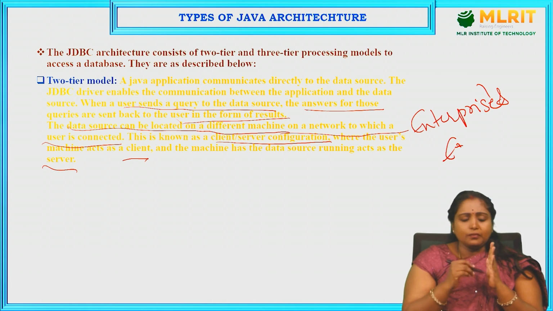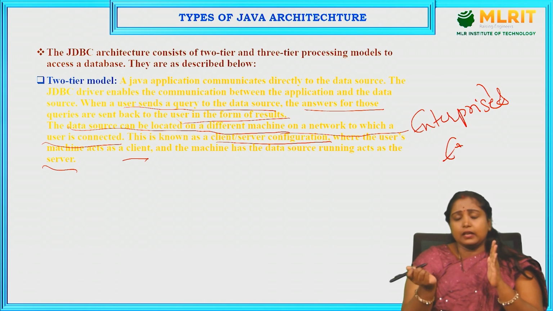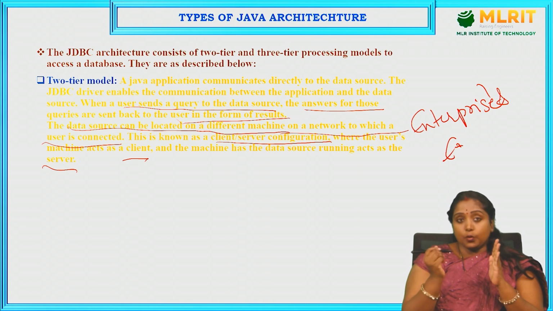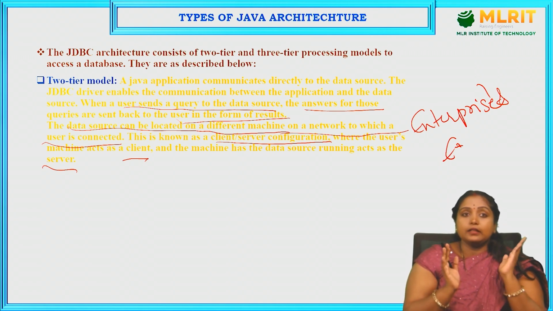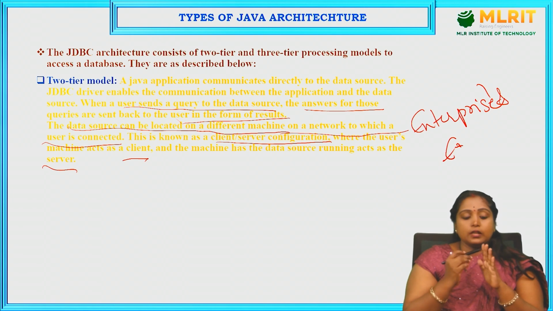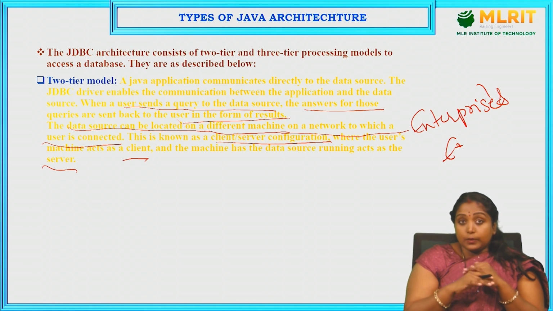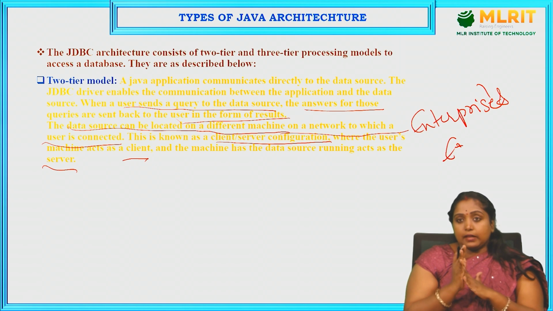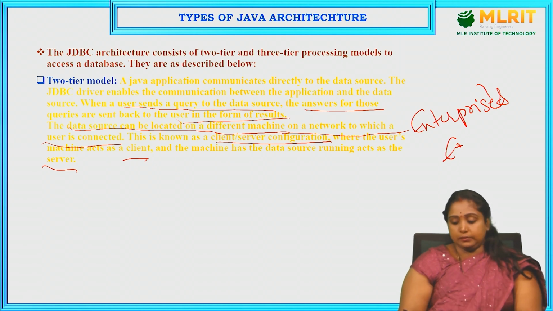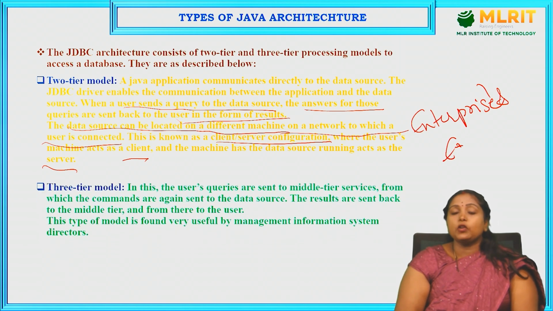The user can connect and save the data into the machine, and whatever the response is, it is directly communicated to the client. The machine the user is using is called the client. The machine which consists of the data source or database can be considered the server. So that is all about the two-tier model.